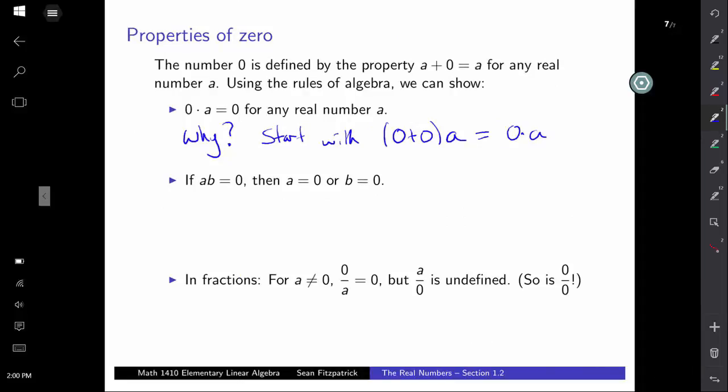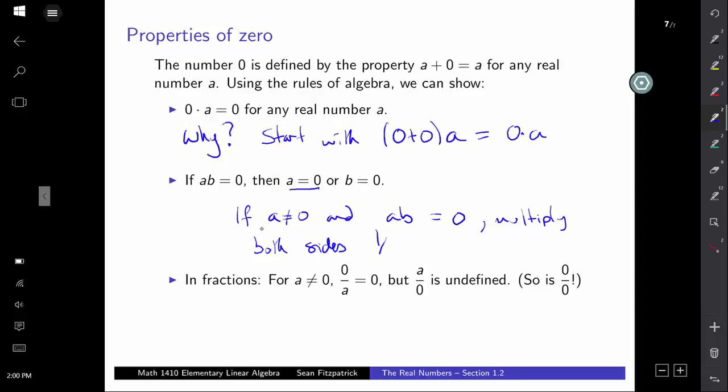If you want to understand why this is true, just notice that if a is equal to 0, then you've done your job. If a is equal to 0, then a times b is 0. If a is not equal to 0, and you know that a times b is equal to 0, well, then it has an inverse. So you can multiply both sides by 1 over a. And the a's will cancel out, and you'll just be left with plain old b equal to 0.